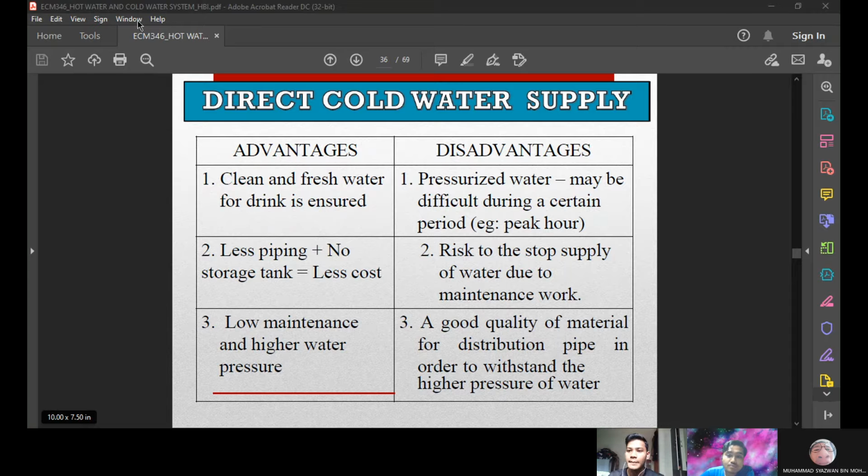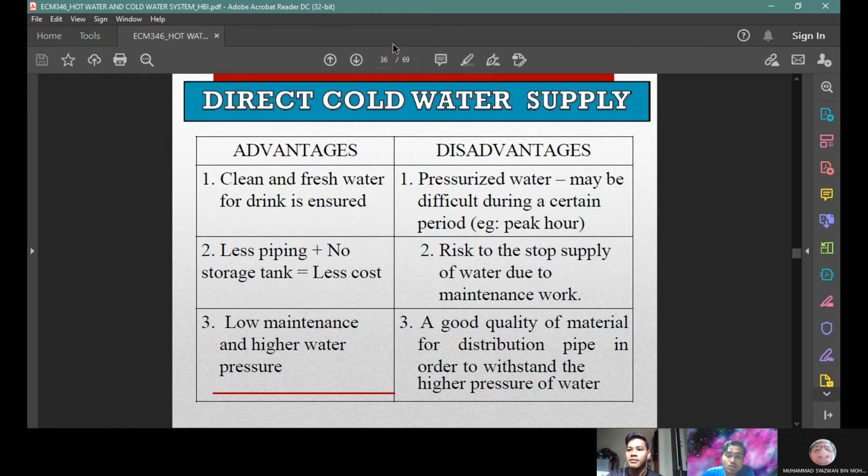The disadvantages are that pressurized water may be difficult during a certain period, and there is a risk of the water supply stopping due to maintenance work. A good quality of material is needed for distribution pipes in order to withstand the higher pressure of water.